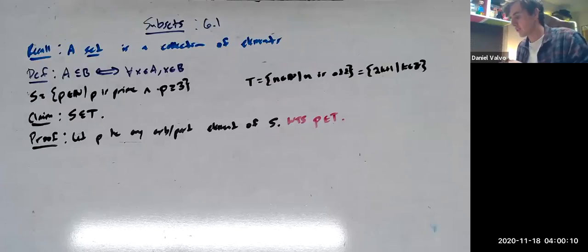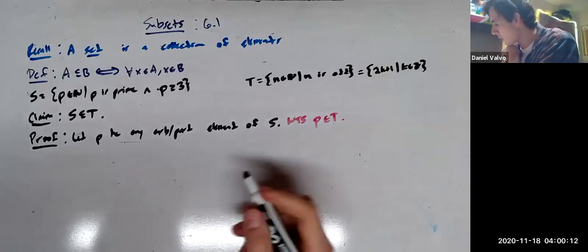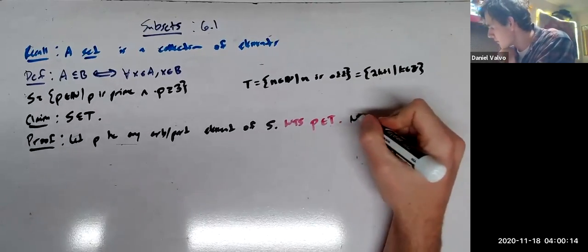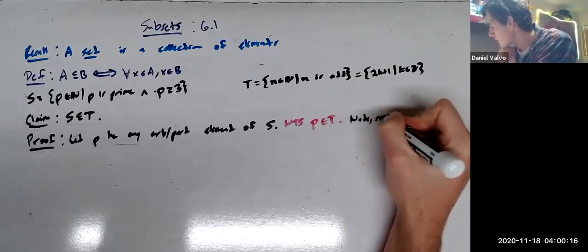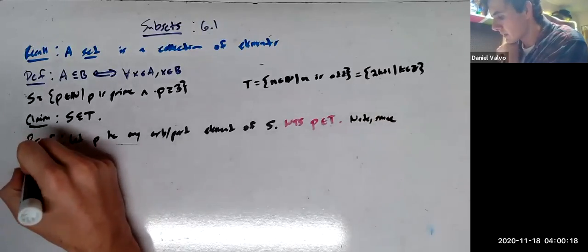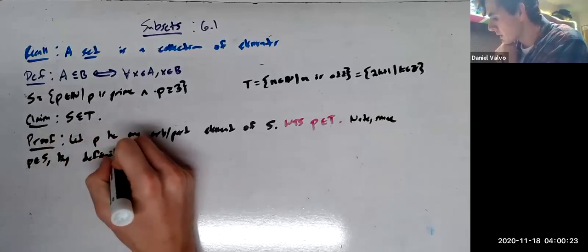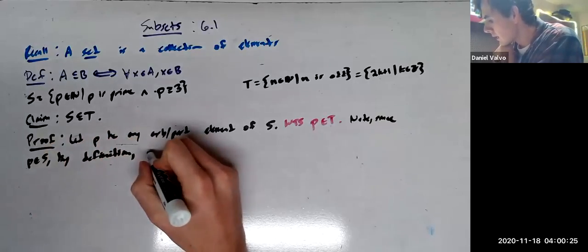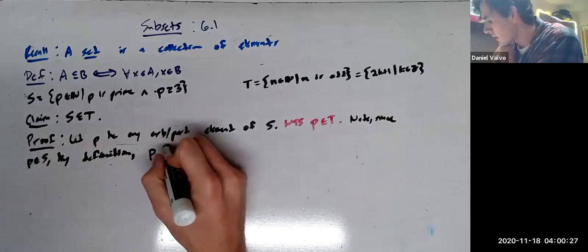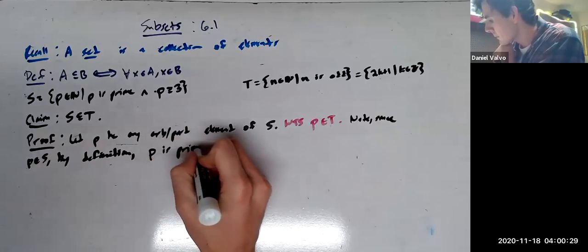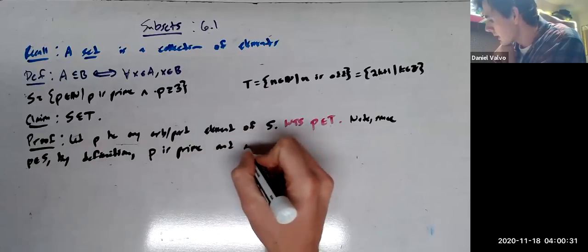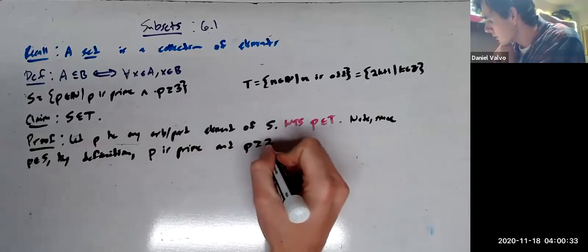So first things first. p being an element of S, that means we know, since p is in S, by definition, p is prime and p is greater than or equal to 3.